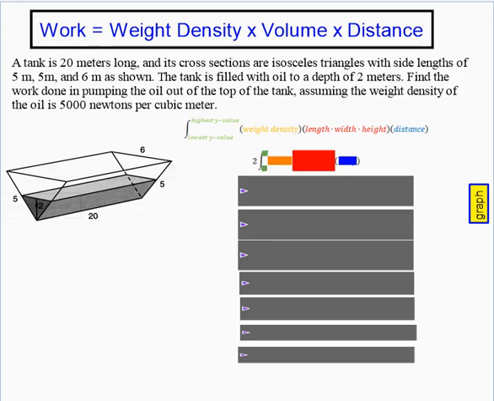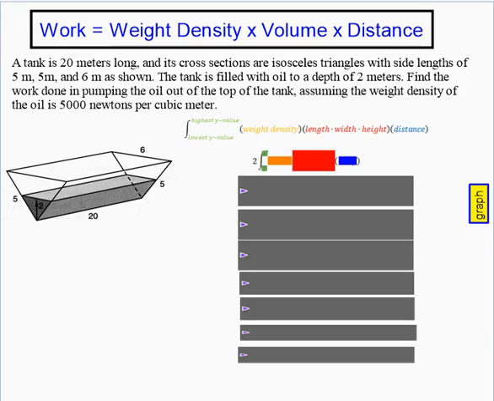Next example changes things up a little bit here. So a tank is 20 meters long, and its cross sections are isosceles triangles with the side lengths of 5 meters, 5 meters, and 6 meters as shown. So in this case, it gives you this shape. Sometimes it'll explain it and you have to come up with what it looks like on your own.